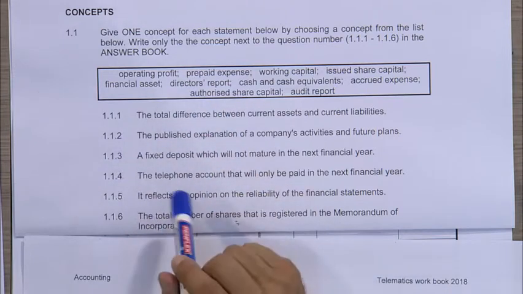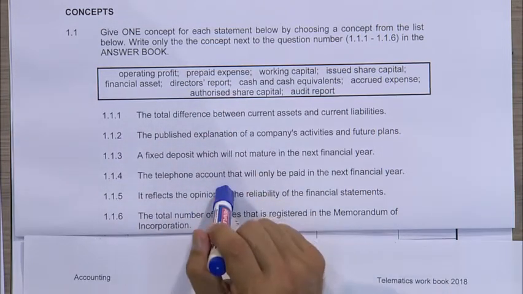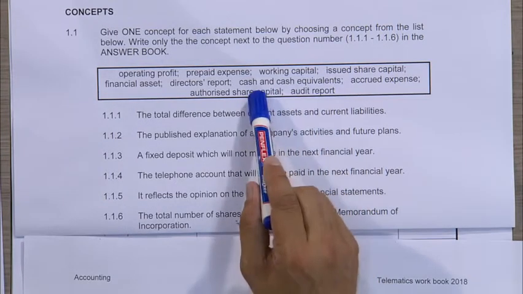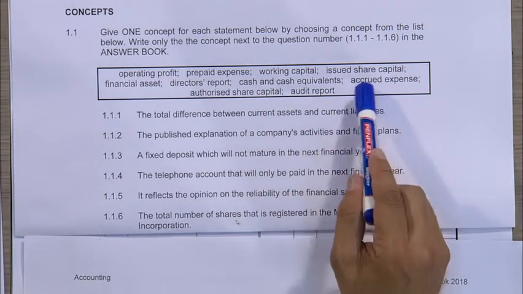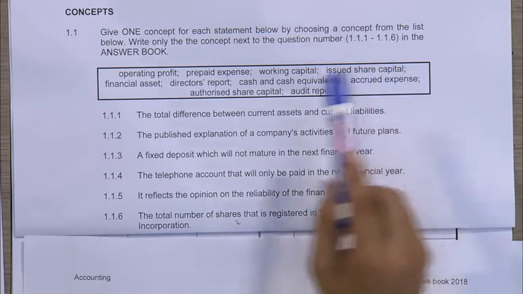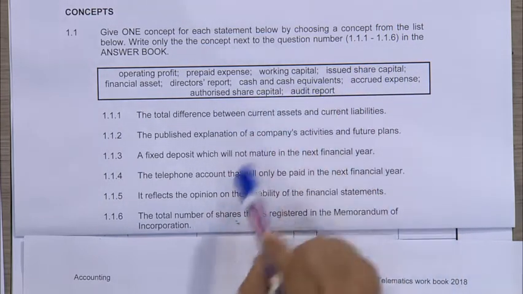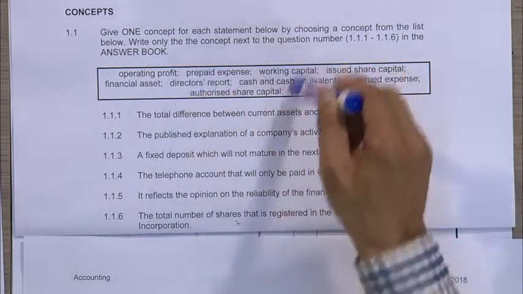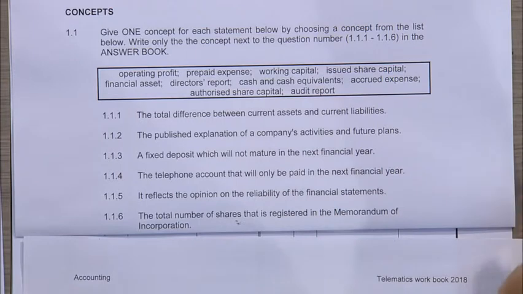Then there's director's report, something that you'll be dealing with in companies. Cash and cash equivalents, you were exposed to that last year. It forms part of the balance sheet. Accrued expenses, authorized share capital, and audit report. We're going to look at these questions, then choose one from the word bank, and then write it on the answer sheet.